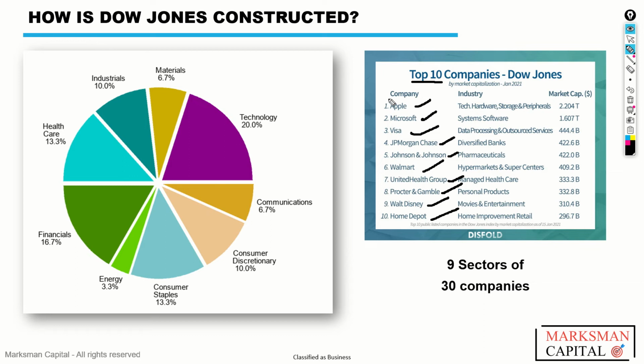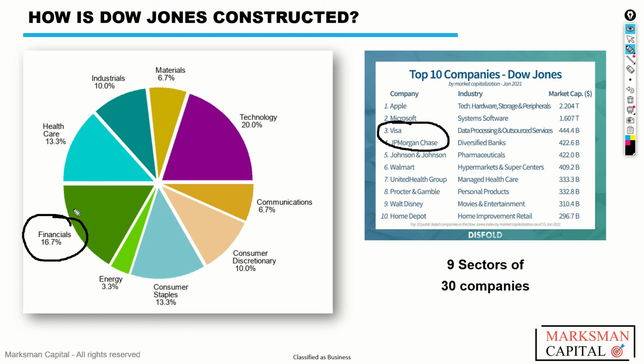Of course, you can see these 2 technology companies are the largest in market cap. So that takes around about 20% of the weightage in the Dow Jones index. Second, we can see 2 huge companies in financial sectors, which take up around 16.7%, then followed by consumer staples and healthcare.